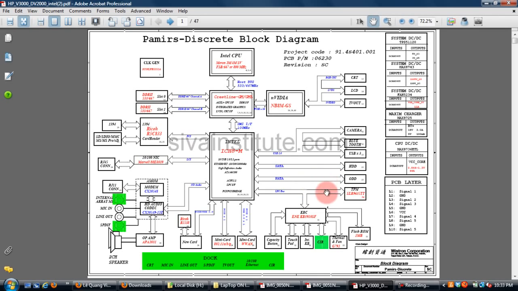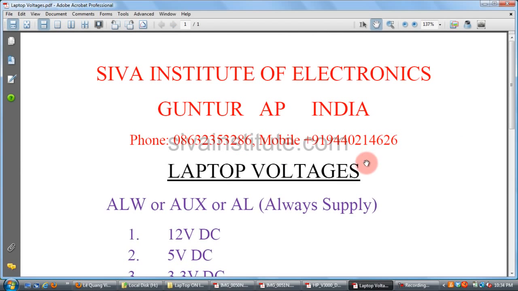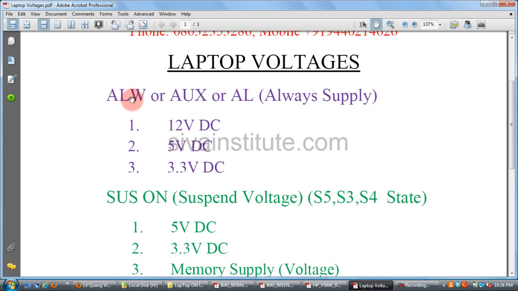I will explain with this circuit diagram how to check a dead laptop motherboard. Every laptop motherboard has three types of voltages. Those are always voltage, ALW, or auxiliary voltage. That means always. This is 12 volts DC, 5 volts DC, 3.3 volts DC. This voltage will be present without pressing the power button. This voltage comes from the DC adapter or battery.